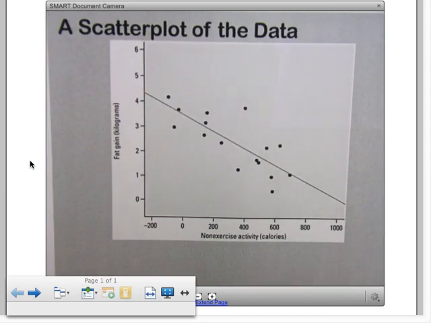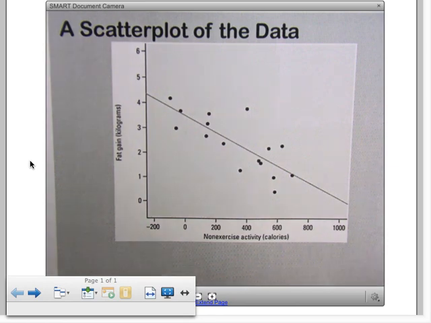Okay, so the first thing we're going over is what a scatter plot is. A scatter plot is basically just a graph that has a bunch of different points, and the points don't follow any certain pattern. So the points are not linear, not quadratic, they don't follow any pattern.